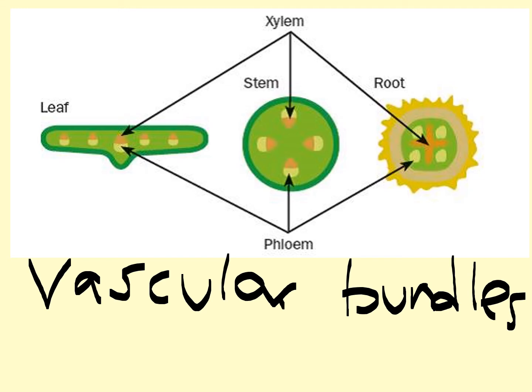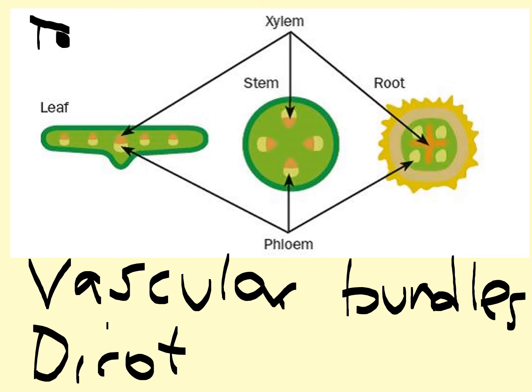Vascular bundles, and this is a dicot arrangement. So dicotyledon. So we've got the leaf, the stem, and the root. Now in the leaf, you've got the xylem on the top, and you've got the phloem on the bottom. Now in the stem, the xylem are on the inside. You can see them just here, and the phloem are on the outside.